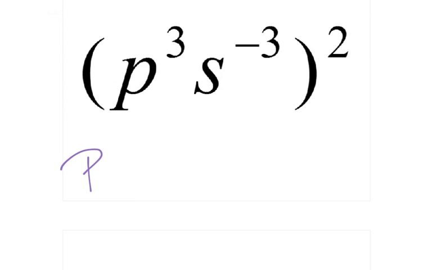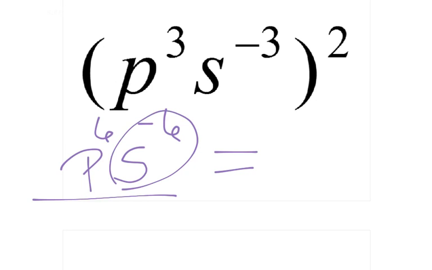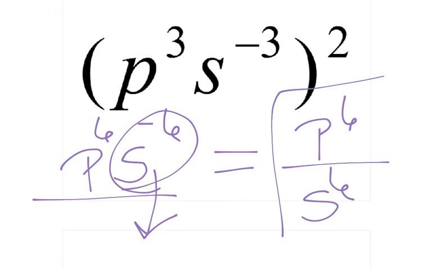So P to the 3 times 2 is 6. S to the negative 3 times 2 is negative 6. This is not an acceptable answer, though, because I do not want negative exponents. And the way you fix a negative exponent is you make it a fraction and you move that part to the bottom. The only thing that moves is what had the negative exponent. So it becomes P to the 6 over S to the 6. When you move it, all that happens is that you lose the negative in front of the exponent.